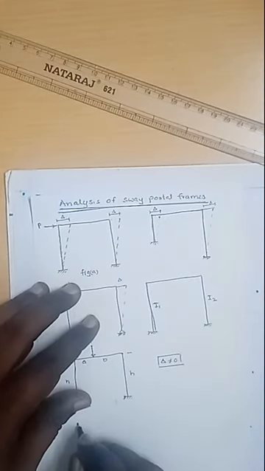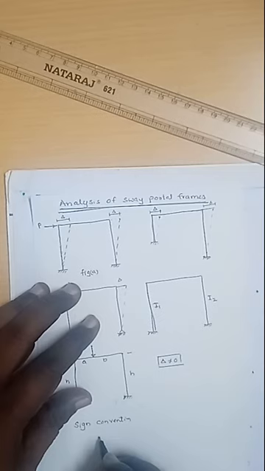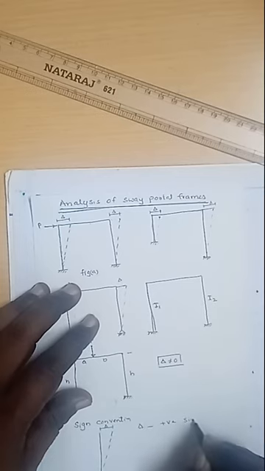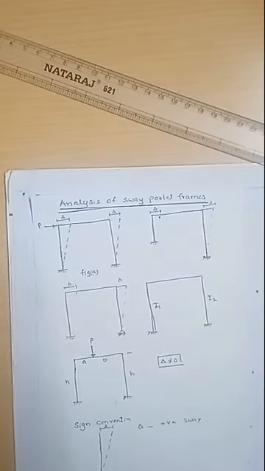Here, the sign convention for the lateral sway we have already discussed. With respect to the bottom edge, if the lateral deflection is to the right side, this one is positive deflection. Here this lateral sway is positive. If, with respect to the bottom edge, the top edge moves towards the right side, this is positive sway. If it is in the opposite direction, that is negative. Okay, we will study some of the problems.